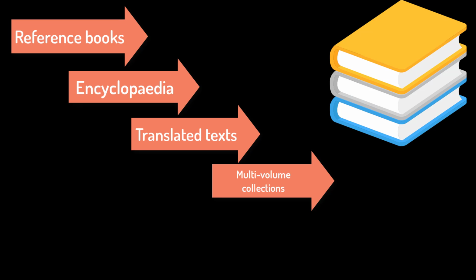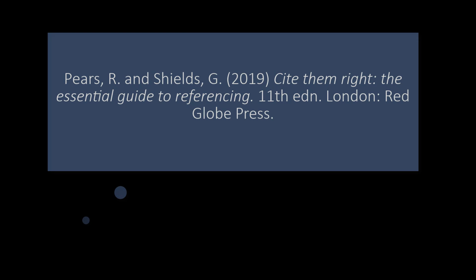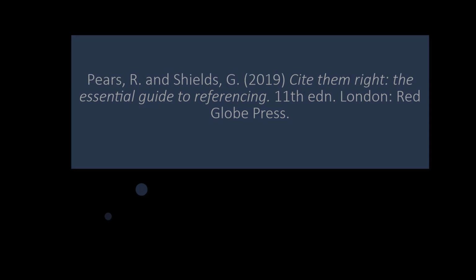There are a few other instances where a book may require a unique reference, such as a reference book or an encyclopedia. Translated books, or multi-volume collections when you have only used one of the volumes, or anthologies of plays, prose or poems. You can always consult Cite Them Right, the essential guide to referencing by Pears and Shield, which is available in all of our campus libraries for assistance with these sources.